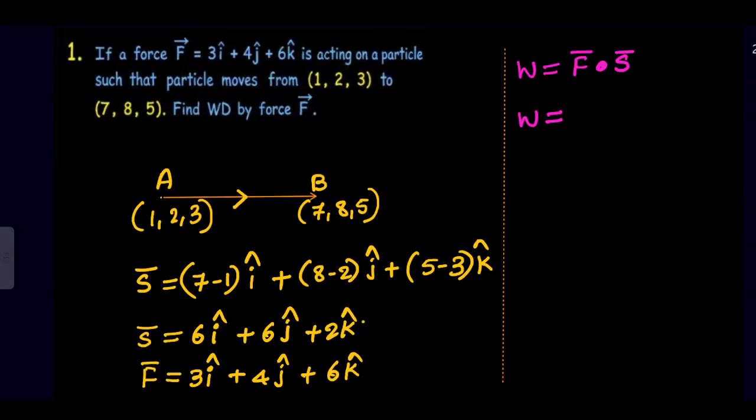So multiply the terms now here, 6 into 3 is equal to 18. 6 into 4 is 24, plus 2 into 6, which is equal to 12. So you tell me how much will come now. Simplify, how much will come? 54, yes, 54 joules.